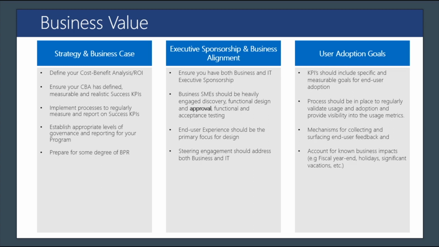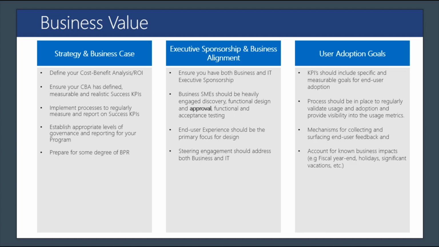And then in terms of business value, you want to make sure that you have good user adoption goals. You want to make sure, as I said before, that your KPIs are specific and measurable and that they are tied to end user adoption. You want to make sure that you have a process in place to validate that usage and adoption and provide visibility into those metrics. Then you want to make sure that you have mechanisms for collecting and surfacing end user feedback.